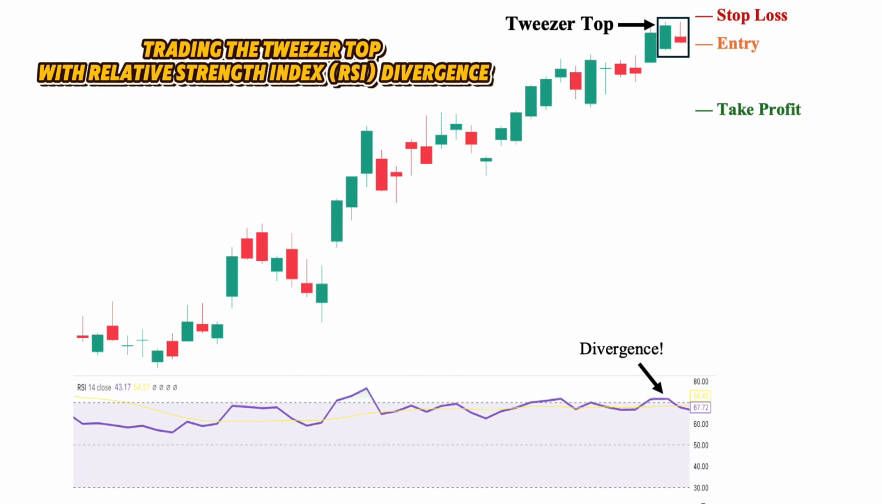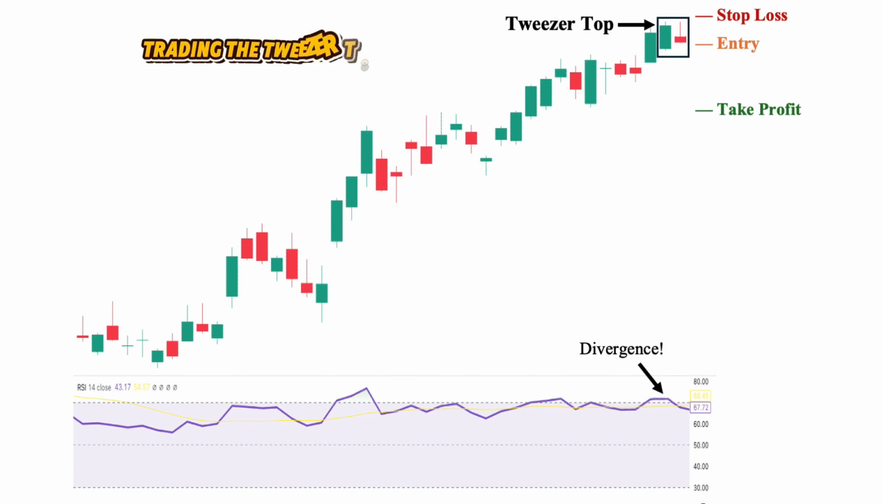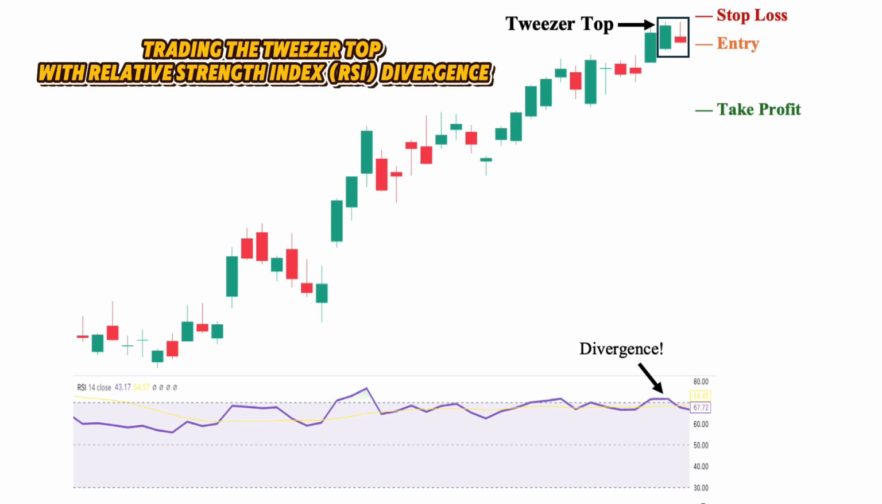And the next strategy in today's topic is trading the Tweezer top with relative strength index divergence. Compared to other technical indicators, which are generally lagging in nature, the RSI sets itself apart as a potential leading indicator by serving as a divergence tool. As shown, the RSI already flatlines on the Tweezer top's first candle. This creates the bearish RSI divergence, as the price was still going up when the RSI flatlined.